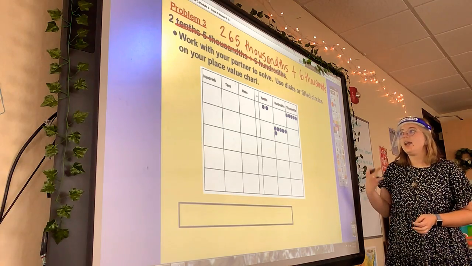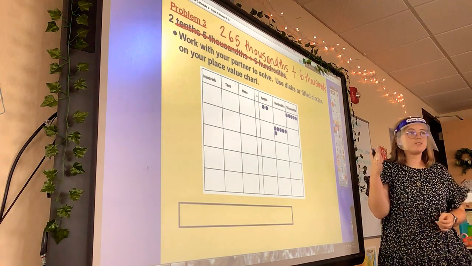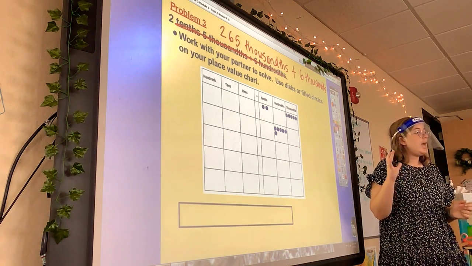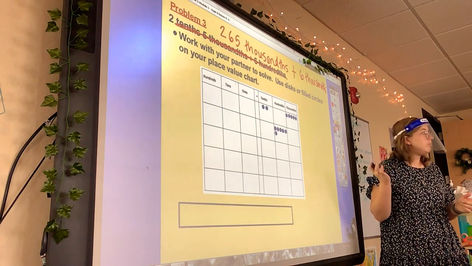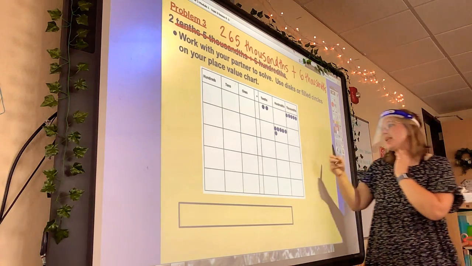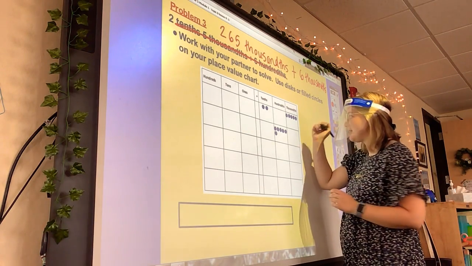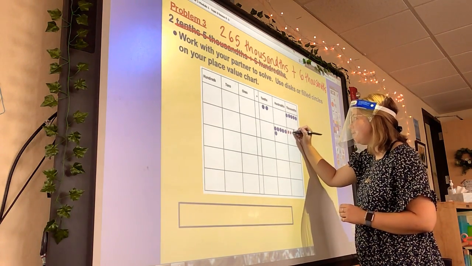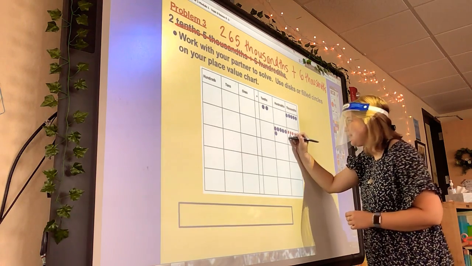We started with 265 thousandths. Yes? How much did we add to that? Go. 6 thousandths. Okay, so I'm just going to add 6 thousandths to that. Okay, so 1, 2, 3, 4, 5, 6.